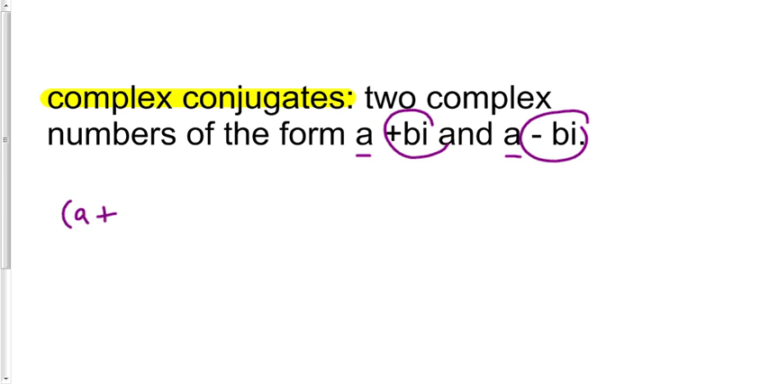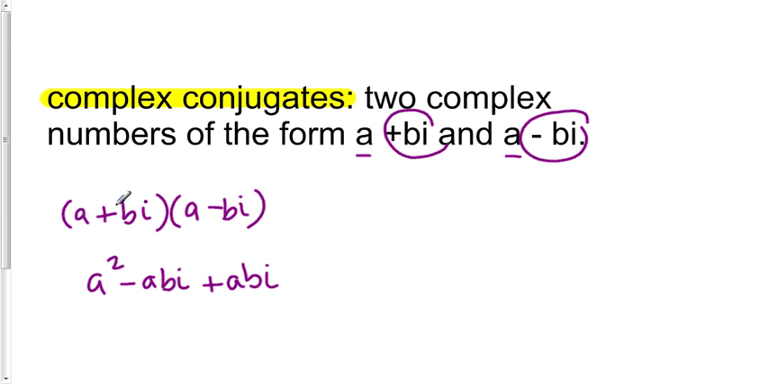So if I multiply these complex conjugates together, a times a gives me a squared. a times negative bi is minus abi. bi times a is positive abi. And then bi times negative bi is minus b squared i squared. Okay, so putting together like terms here, negative abi and positive abi cancel out. And I have a squared minus b squared, and then we're going to make the substitution here.